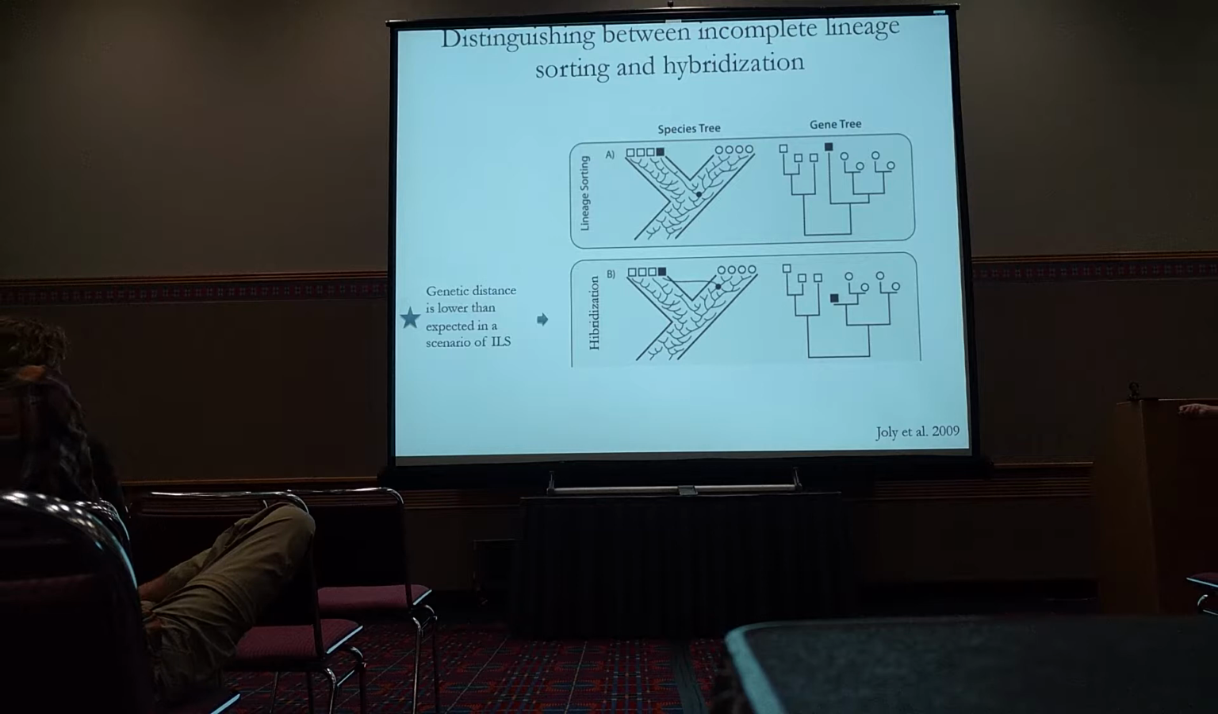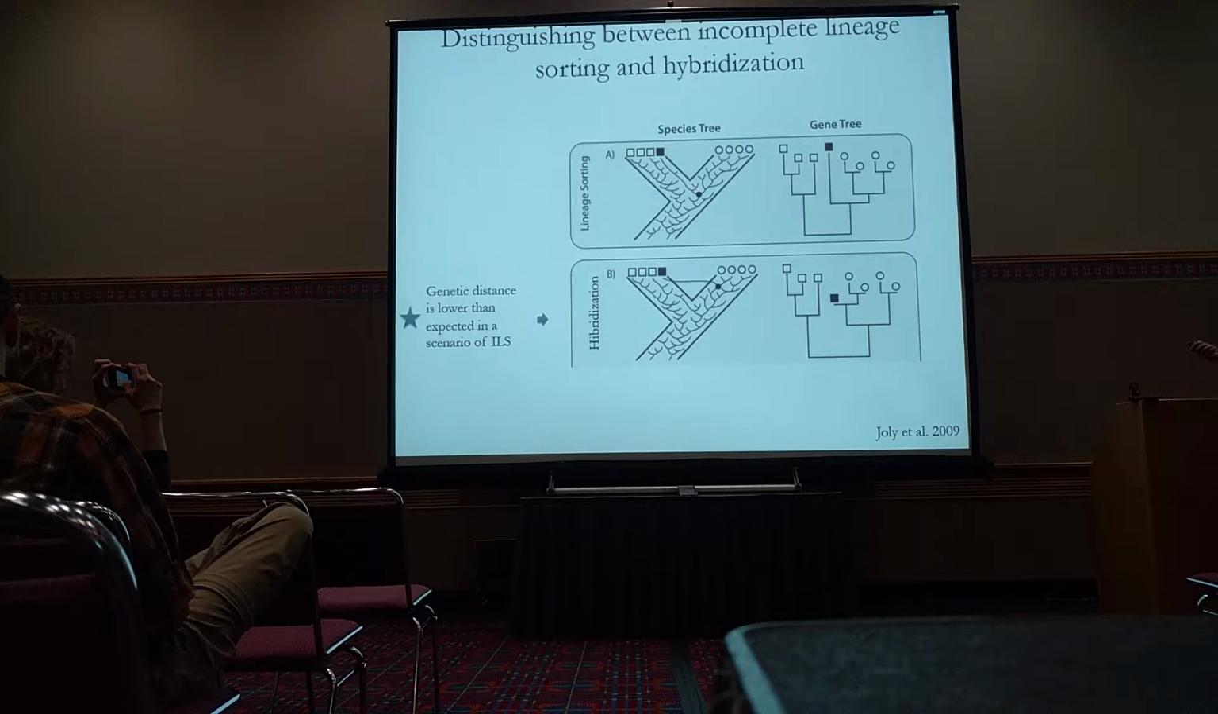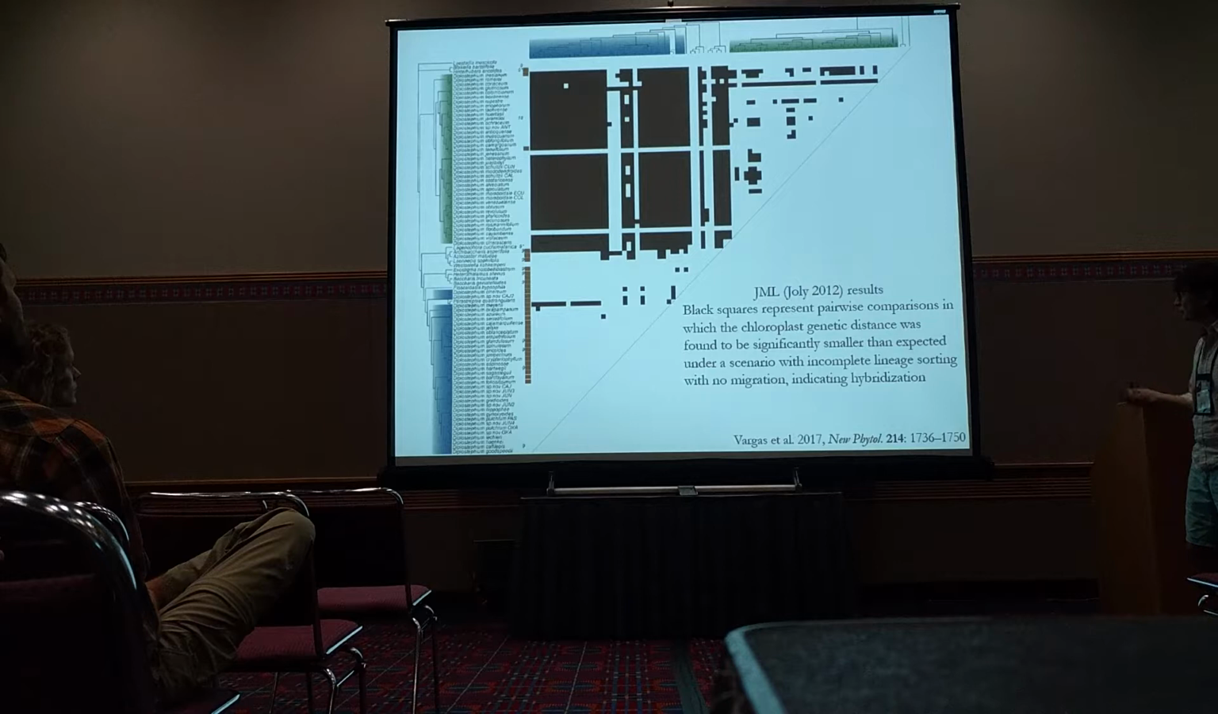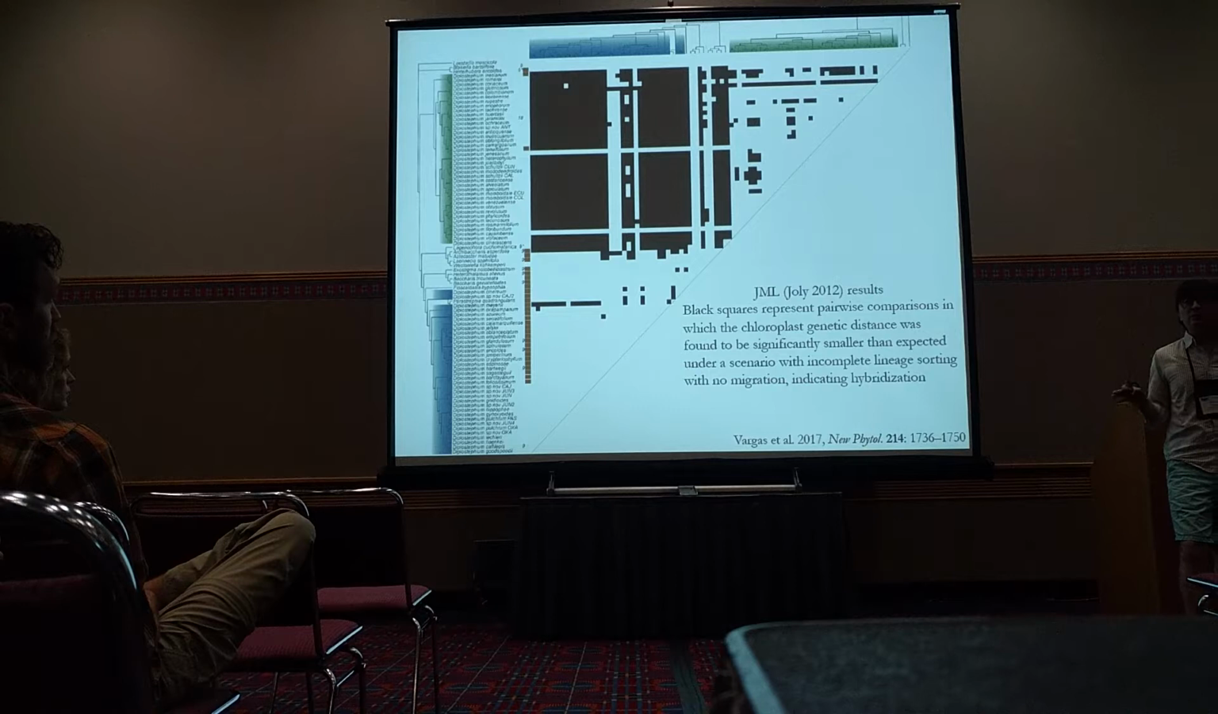If you have a case of incomplete lineage sorting, the coalescence is going to be older than the speciation event, so you are going to have a genetic distance. For the genetic distance, I use the whole chloroplast, which is basically just one single gene, and it doesn't recombine. So I use the program that Joly published a couple of years after he published the method. What this gives you is a list of pairwise comparisons between taxa, and it's going to tell you, okay, these two taxa are affected by hybridization in some way.